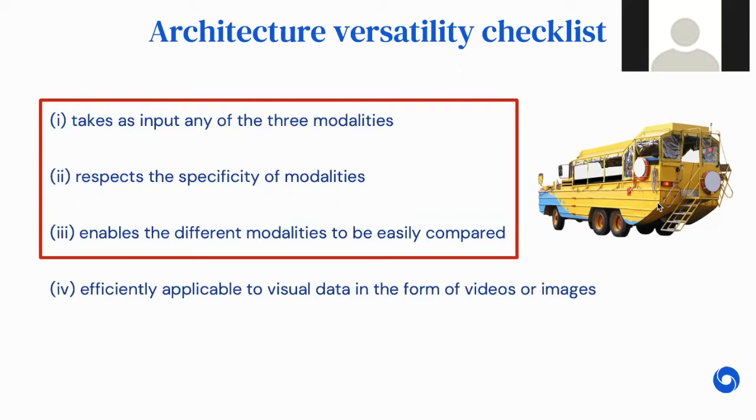And finally, third, we want to enable the different modalities to be easily compared. As we were showing before, we wanted to have this score to be able to score a video and the text. And now we want a similar thing where we can score the relevance of a video and the audio, a video and the text, and the audio and the text. And the last property, that I will focus on later, is that we also wanted our model to be efficiently applicable to any form of visual data, be it images or videos. But I'll come back to that later.